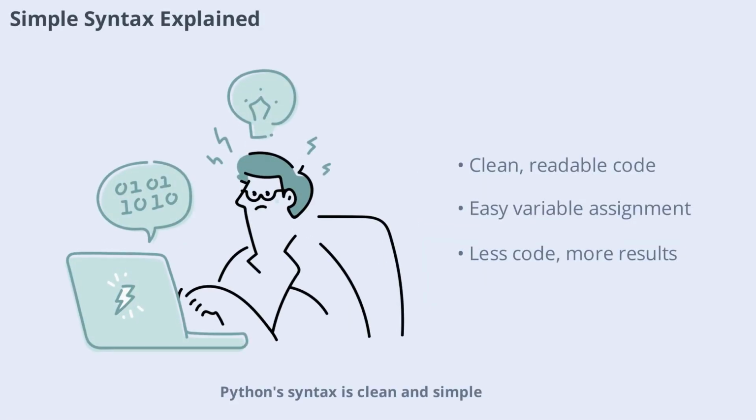Python's syntax is clean and simple, which means you can write less code to accomplish more. For example, assigning a value to a variable is as easy as typing sales equals 5,000. There's no need for extra symbols or complicated structures. This simplicity helps you quickly understand what your code is doing, making it easier to debug and maintain. As you progress, you'll appreciate how Python lets you focus on your analysis instead of wrestling with the language.